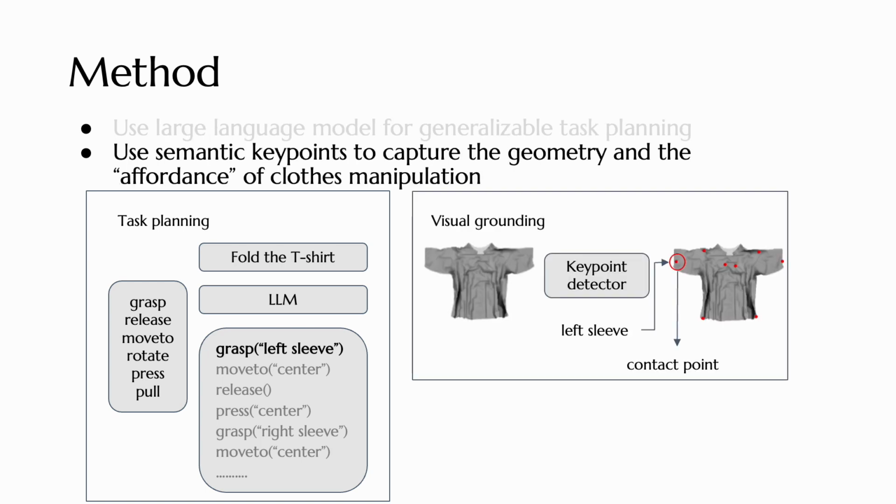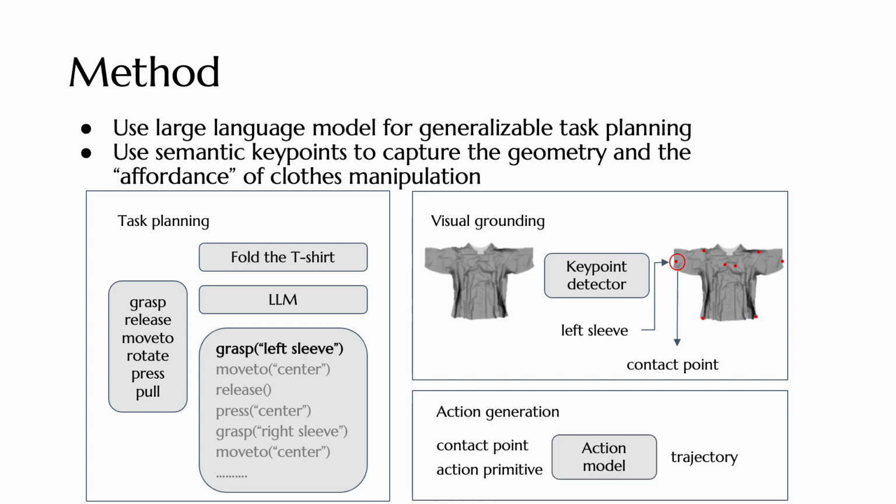To complete each subtask, we adopt semantic keypoints as state abstraction to capture the geometry and the affordance of cloth manipulation. Based on this, we can achieve the visual grounding of the contact point. Semantic keypoints are independent of specific tasks, which can be utilized to ground contact points of unseen manipulation tasks. Finally, an action model is used to generate the trajectory conditioned on the action primitive and contact point.